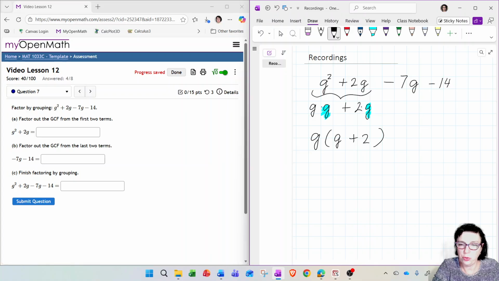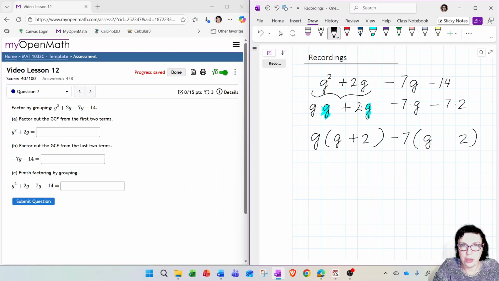Now, these other two terms, let's look at them. So it's going to be negative 7 times g, and then it's going to be 14. Think about that as 7 times 2. Well, what do they share? You can see that they share negative 7, which is what we're going to pull out. That's going to be your GCF. What's left? If you take out negative 7, you're going to have a g over here. If you take out negative 7 from the second one, you're going to get a 2.